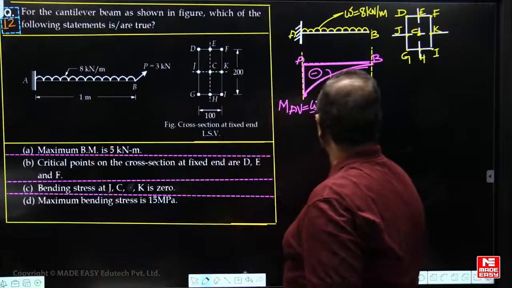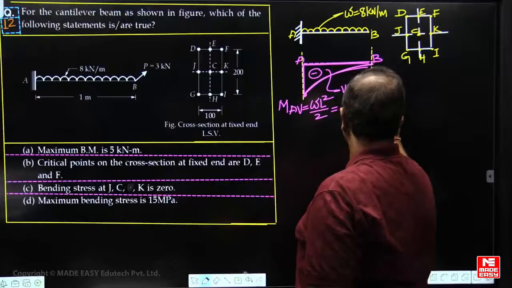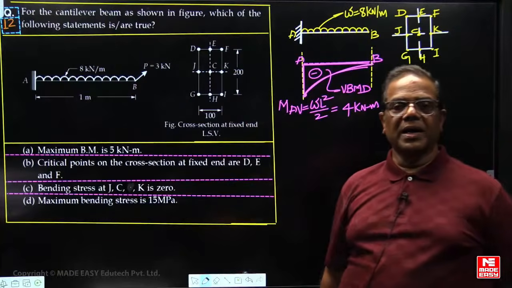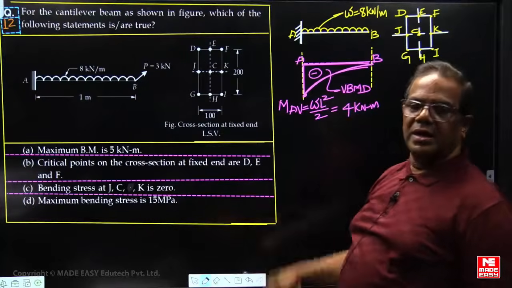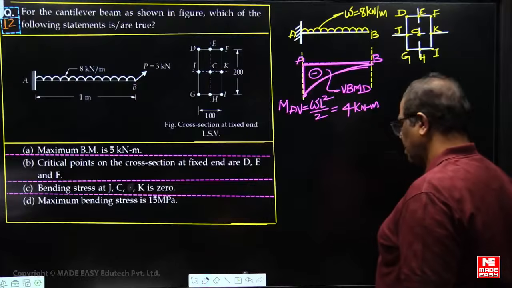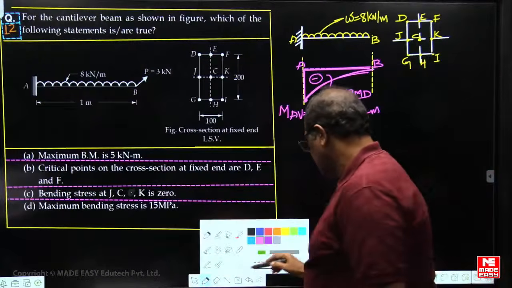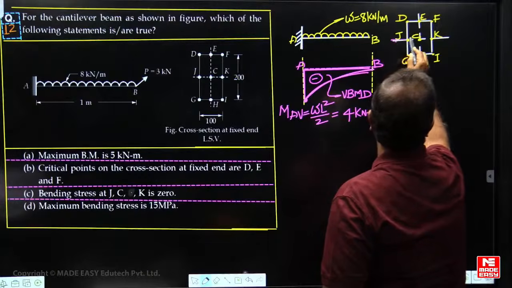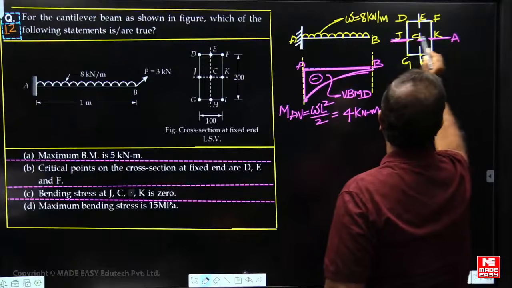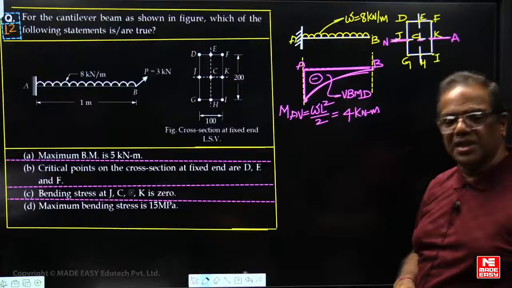So this value we are getting now is a vertical bending. Here, which is the neutral axis? This is the neutral axis. Therefore here bending stress is 0. This will become the neutral axis. At all these points, bending stress is 0.